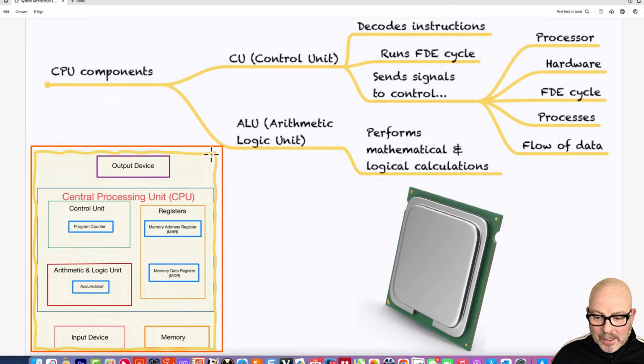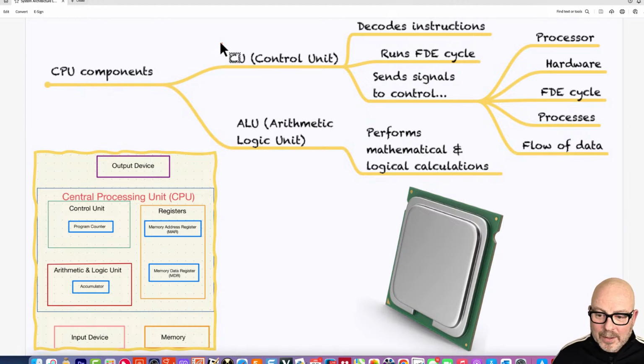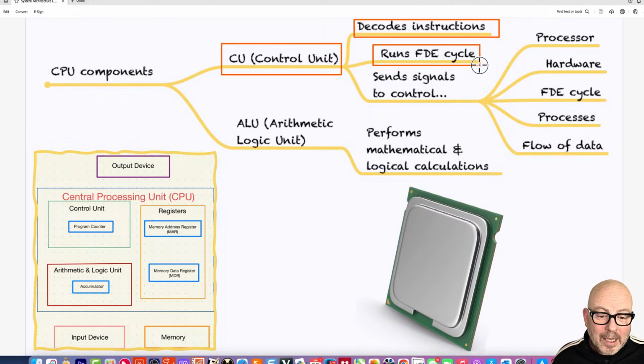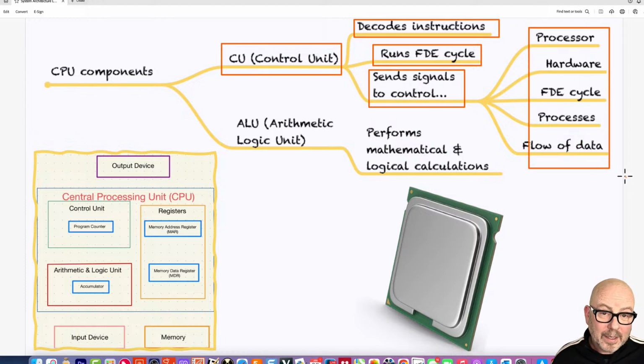So let's go up to here and look first of all at the control unit up here. The key things that you need to say, and I have harvested all of the exam papers so that you've got exactly what you need in here. All the fat has been trimmed. There's no wasted words here. The control unit is responsible for decoding instructions. It runs the FDE cycle and it sends signals to control all of these things here, okay?